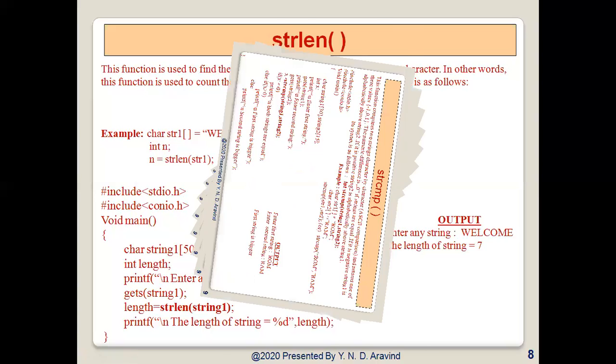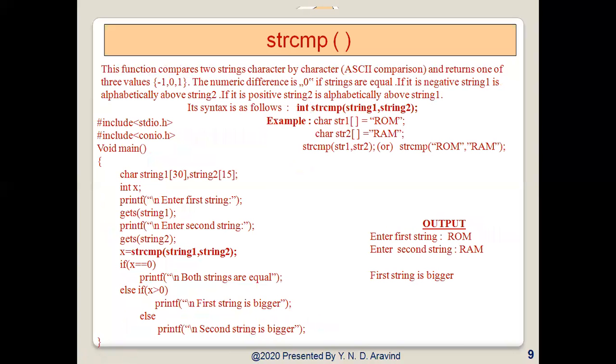Now let us see the next function, string compare, strcmp. This function compares two strings character by character. It is going to compare character by character using ASCII comparisons, and returns one of three values, that is either -1, 0 or 1.